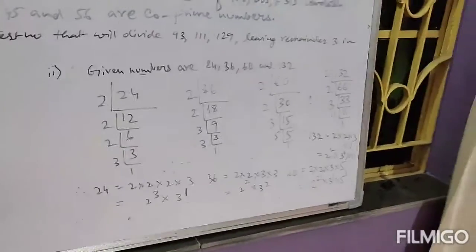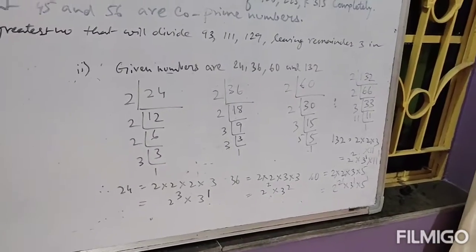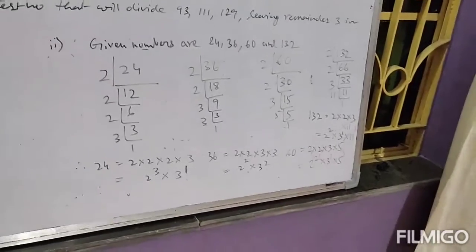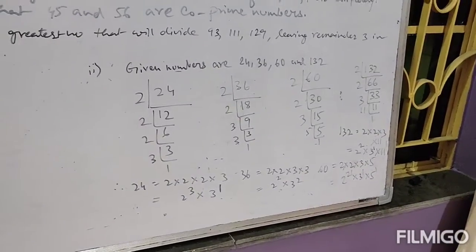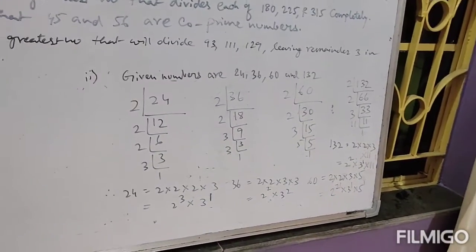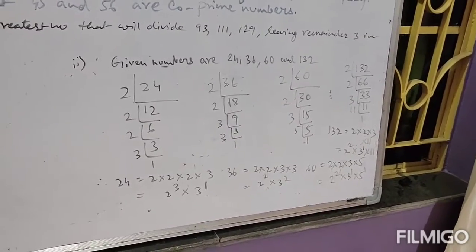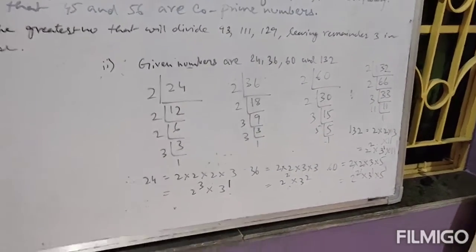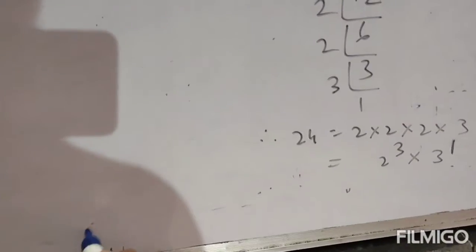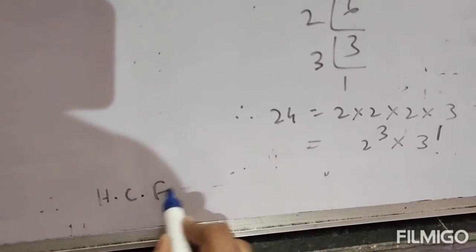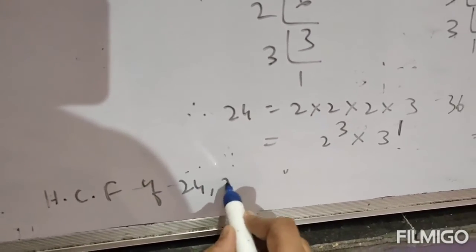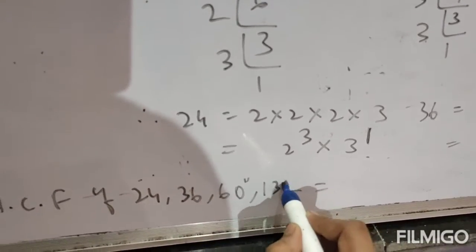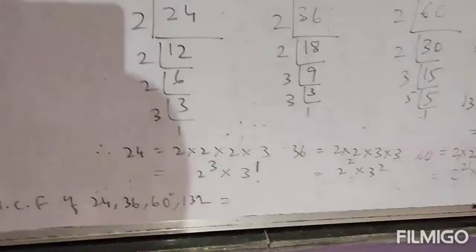Now we have already factorized these four numbers, so the next process is to choose common numbers with the smallest power. Clear? To find HCF using the prime factorization method, we choose common numbers with the smallest power. So HCF of 24, 36, 60, 132 equals, now choose the common numbers between these four with the smallest power.